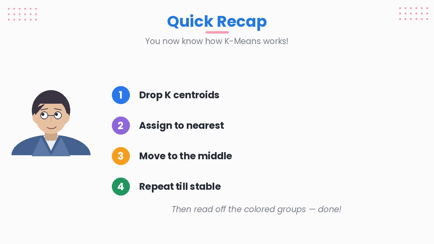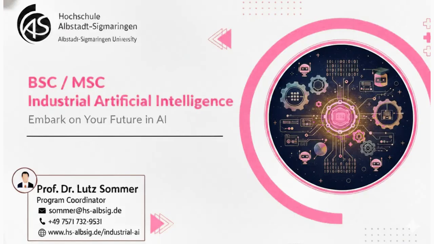Quick recap, you now understand how K-means works. Drop K centroids, assign every point to its nearest one, move the centroids to the middle of their groups and repeat until nothing changes. Then simply read off the colored groups.